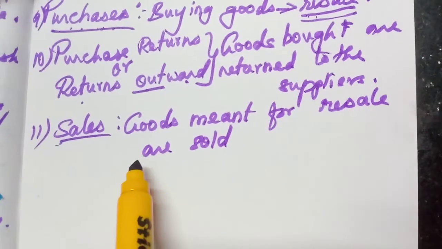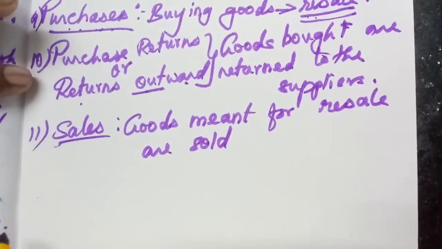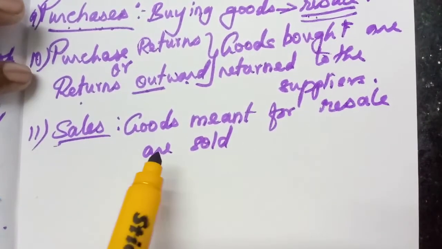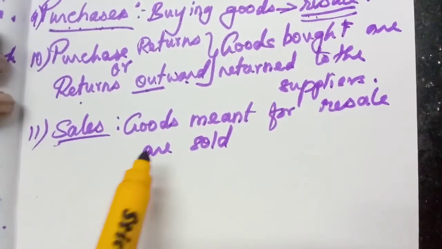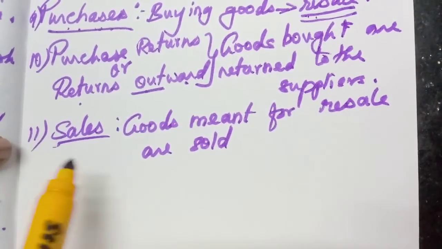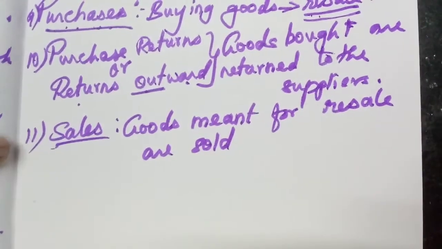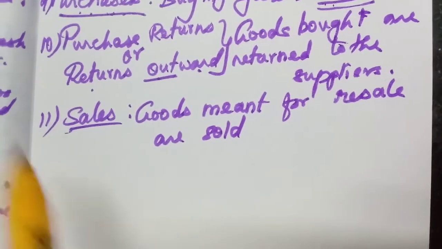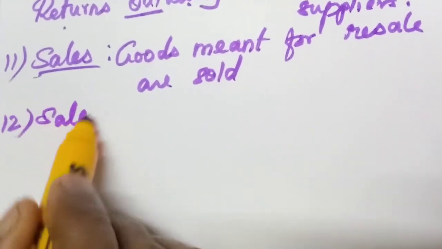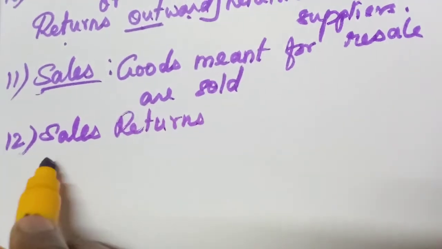If you sell one furniture that is damaged, that will not come under sales. Because we did not buy that furniture for resale, we bought it for using in the business. So sales means the goods meant for resale are sold. Now we will learn sales returns or returns inwards.